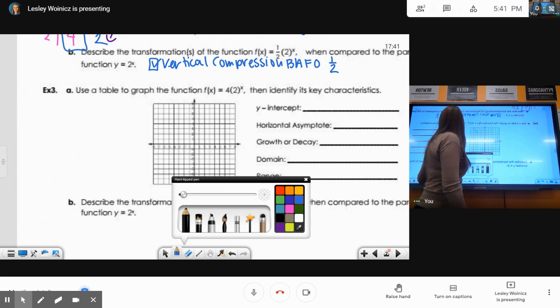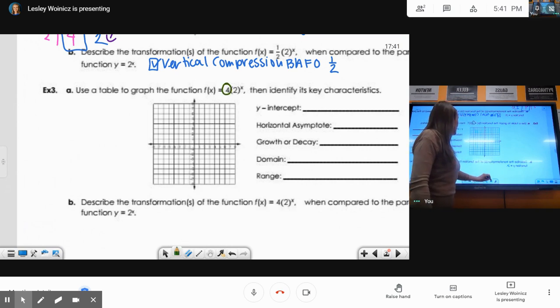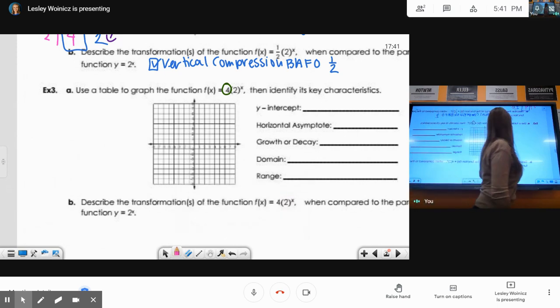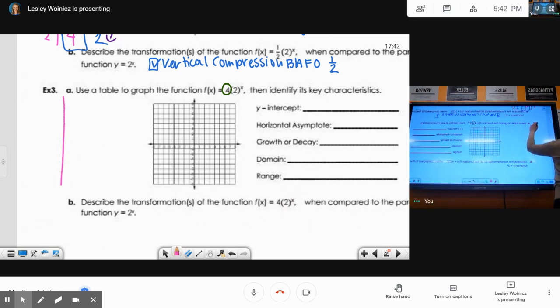Okay. So let's look at this one. This time we're multiplying by 4. So I'm going to start the same way with my little parent table. I've got x and I've got 2 to the x. So negative 2, negative 1, 0, 1, and 2. 1 over 4, 1 over 2, 1, 2, and 4.